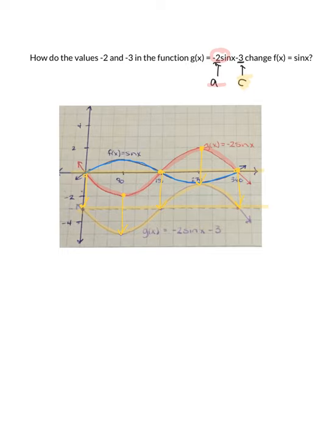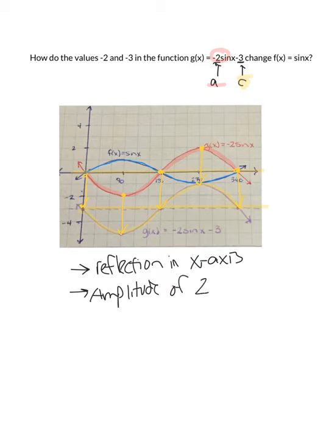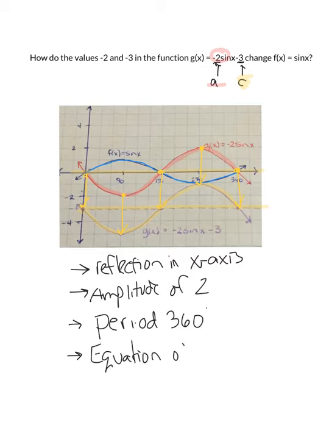And finally, just to tidy things up, we're just going to talk about what's going on with this new graph that I have here. The first thing is that there is this reflection in the x-axis. The next thing is that we have an amplitude of 2. And we still have a period of 360 degrees. My new equation of the axes has changed because of this C, this shift down. My new equation is y equals -3.